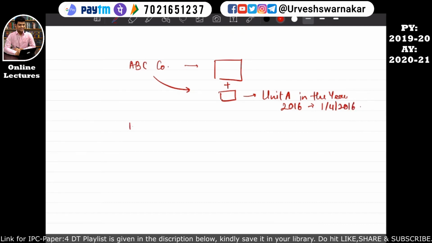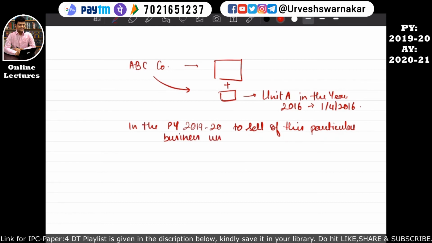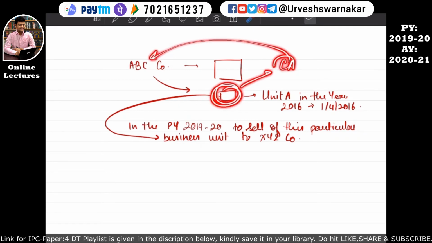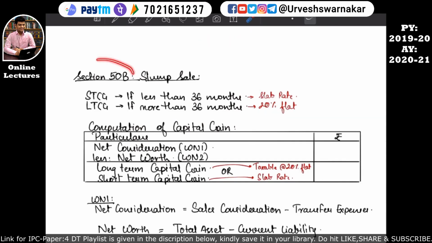In the previous year 2019-20, ABC company has decided to sell off this particular business unit to XYZ company. So over here, this particular unit is a capital asset of this company, and this company is transferring this capital asset to XYZ company. So capital gain will get triggered. How capital gain will get triggered, how we will calculate capital gain, and how the tax will be calculated on this capital gain is given in this section, that is section 50B.